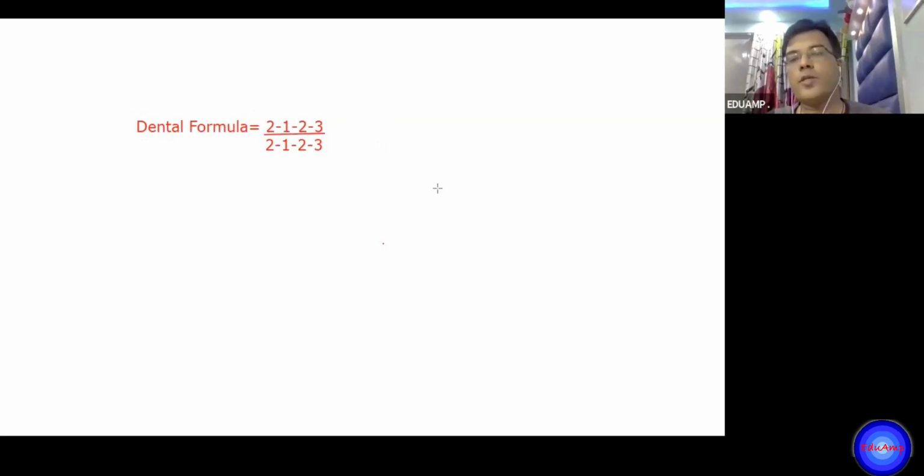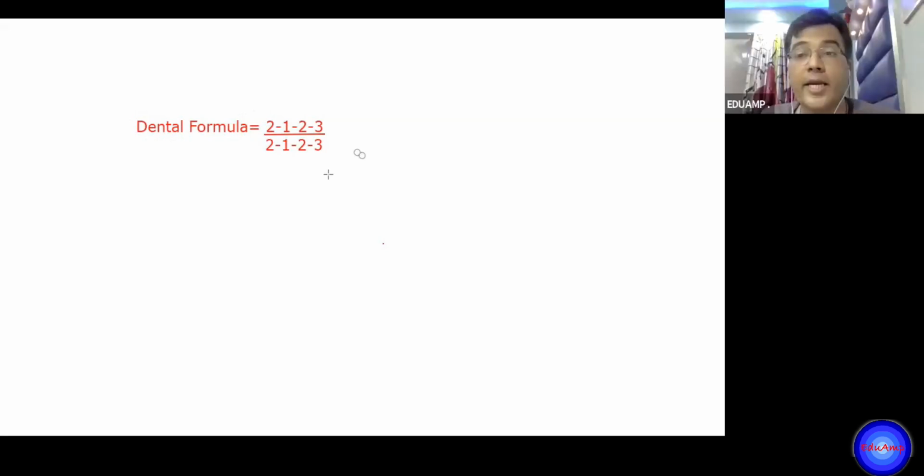Any doubt? So this is very very important. 2 1 2 3 upon 2 1 2 3. Again into 2 होगा. 2 + 1 would be 3. 3 + 2 will be 5. 5 + 3 will be 8. 8 into 2. ऊपर 8 into 2 यानी 16. नीचे भी 8 into 2, चेक कर लो, वही 8 है. 16 यानी 32. इसीलिए कहते हैं ह्यूमन बींग्स में 32 टीथ होते हैं.